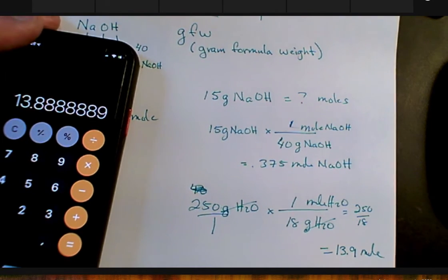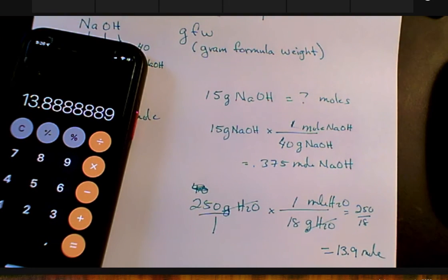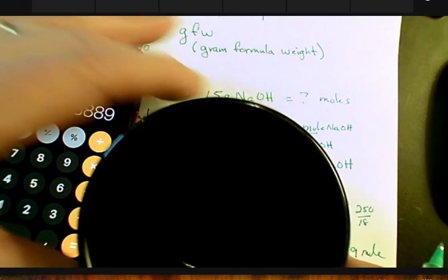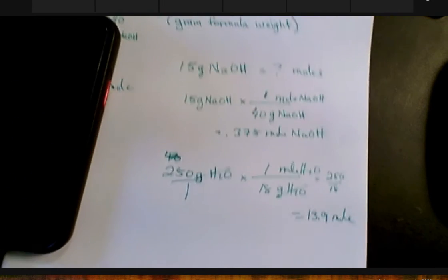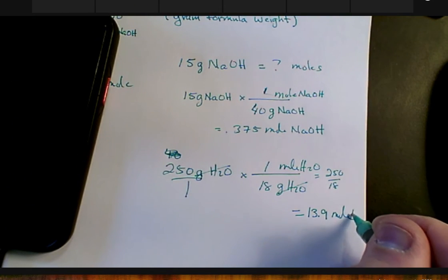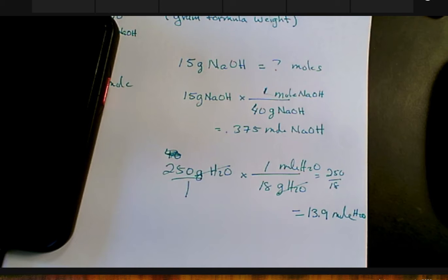All right, so 13.888, I rounded off to 13.9. So you'd have 13.9 moles of water if this cup was full of water. I always like this cup. All right, so that's how you change grams to moles.